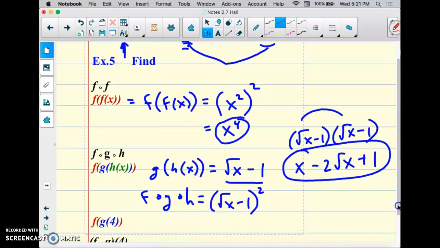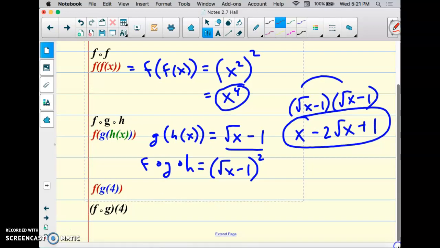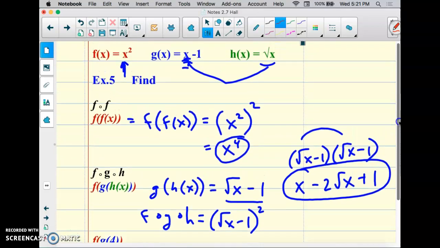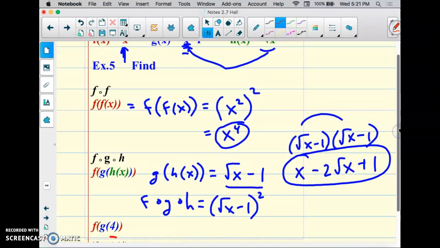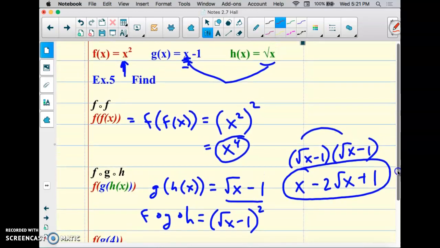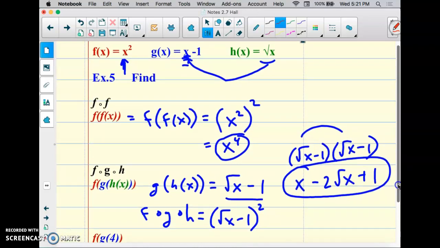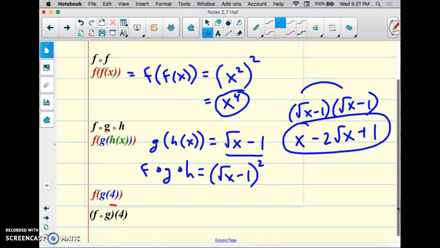And last, f of g of 4. That's like taking the value of 4, plugging it into g first, and then plugging it into f. You could find f of g of x first, which I think we did on the previous page. F of g of x will be x squared minus 1. So we found that in the previous slide. It ended up being x squared minus 1, which means that you just have 4 squared minus 1, which is 16 minus 1, which is 15.